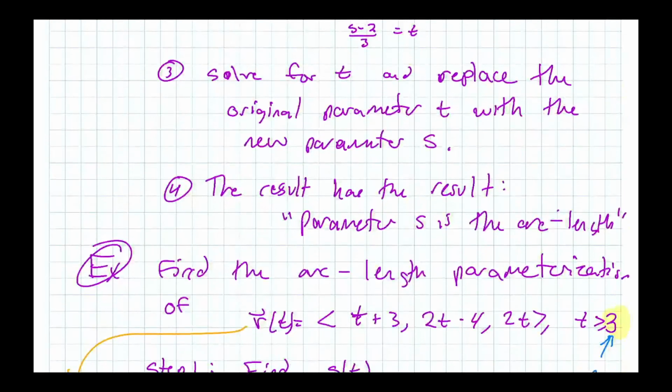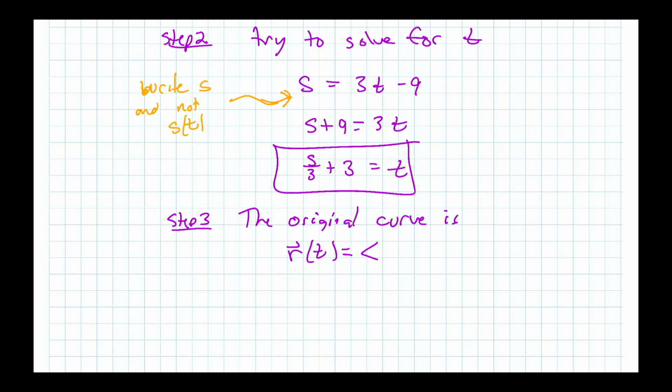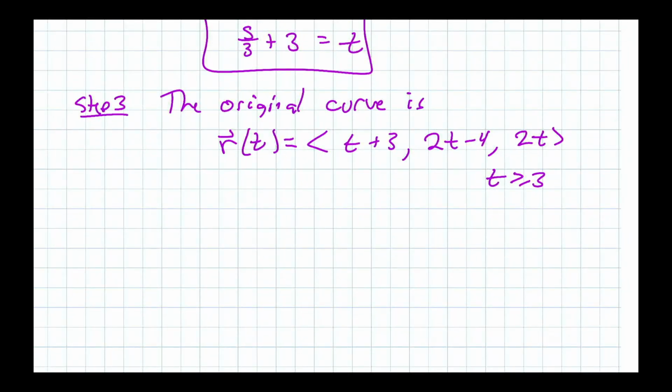Okay. Now, actually, it says solve for t. We did that. Replace the original parameter t with the new parameter s. That's in the parameterization of the curve. So step 3 is going to be the original curve: r of t was t plus 3, comma, 2t minus 4, comma, 2t, and that was for t greater than or equal to 3. Okay, now our new curve, we're going to replace the t's with s's.